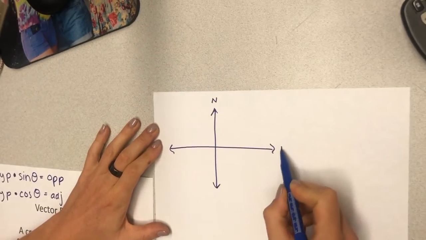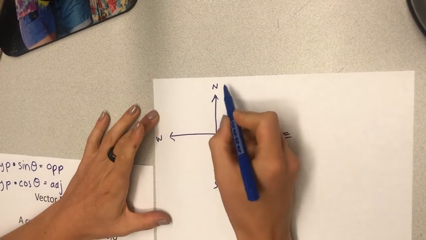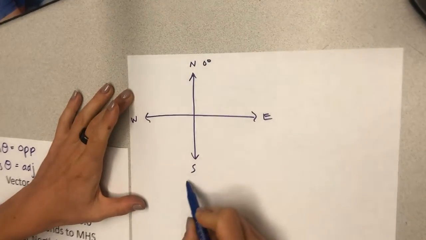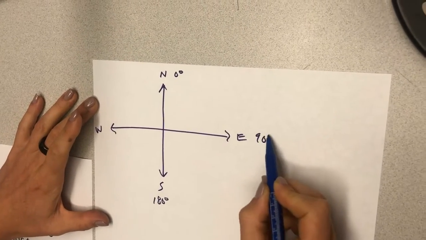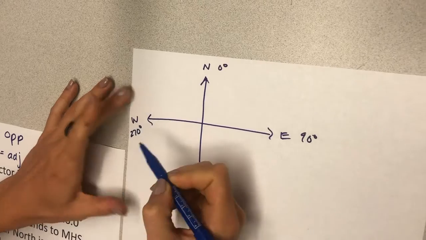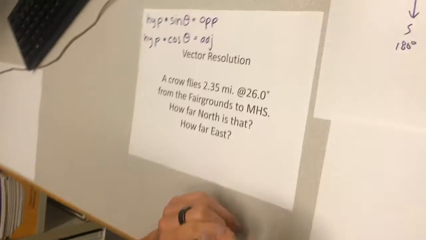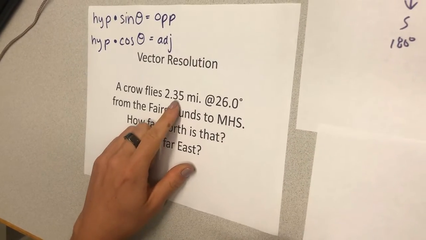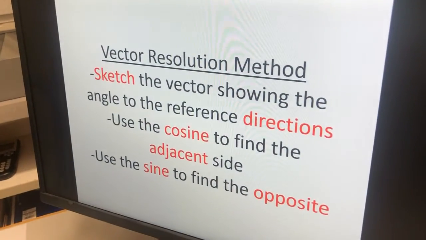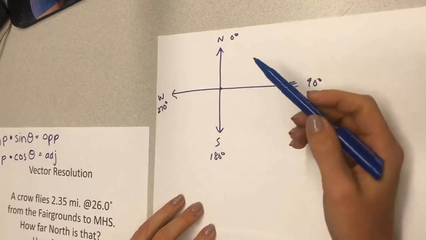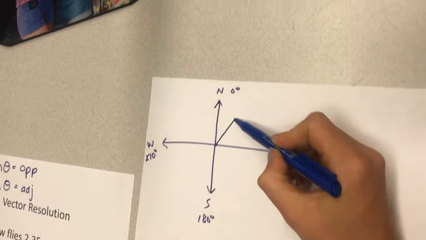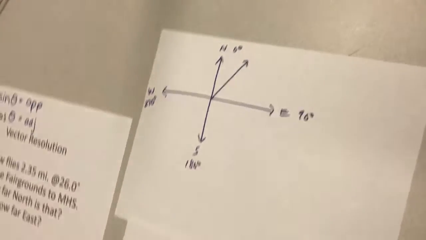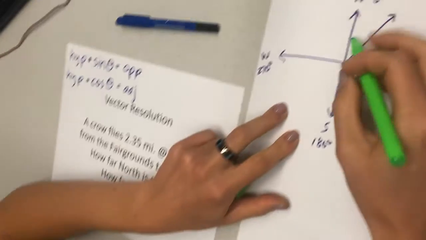Okay, north, east, south, west, 0 degrees, 180, 90, 270. So it says a crow flies 2.35 miles at 26 degrees from the fairgrounds to Merced High School. So we're gonna say that this is the fairgrounds, Merced High School is somewhere over here. So I'm gonna go ahead and draw my resultant right there. So it wants to know how far north that is. So north is this way.